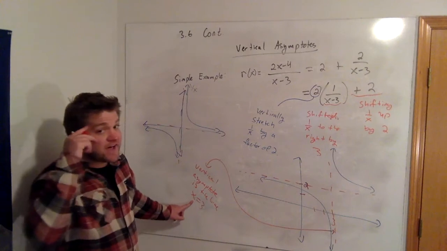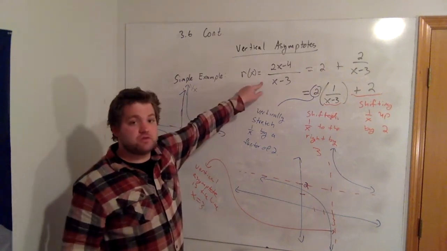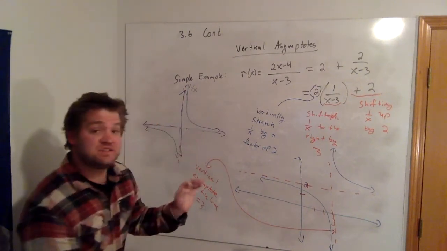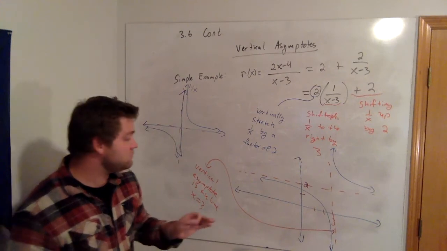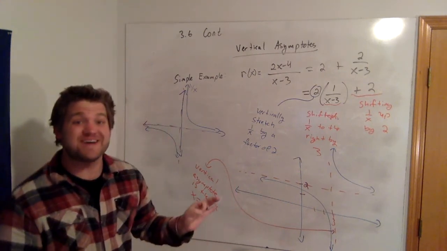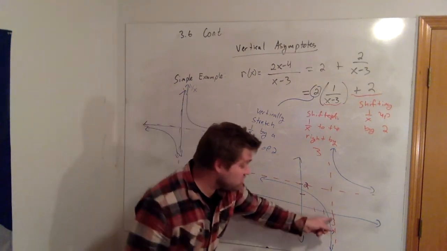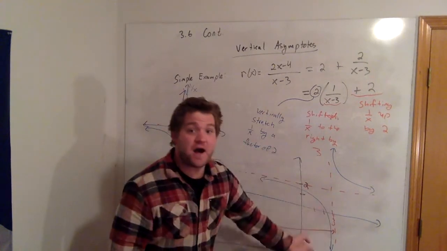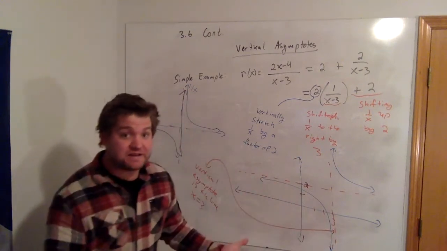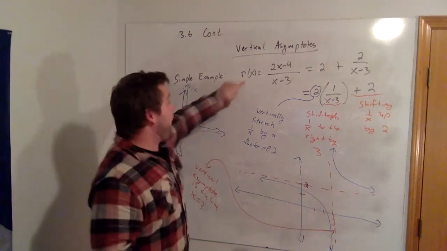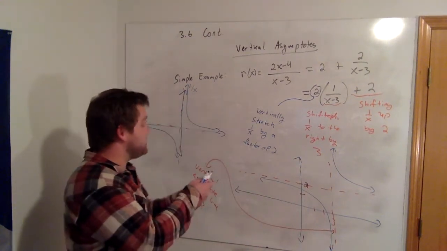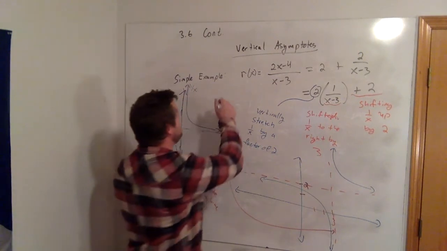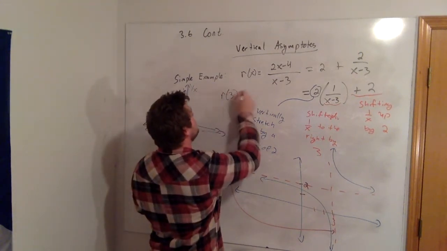Okay, but how could I have gotten that just by looking at our original function here? Well, notice specifically for vertical asymptotes that our function is undefined there. If I try to plug in 3, there's no output. This function is undefined at 3. Why is it undefined at 3? Well, look what happens when I try to plug in 3. What am I going to get?